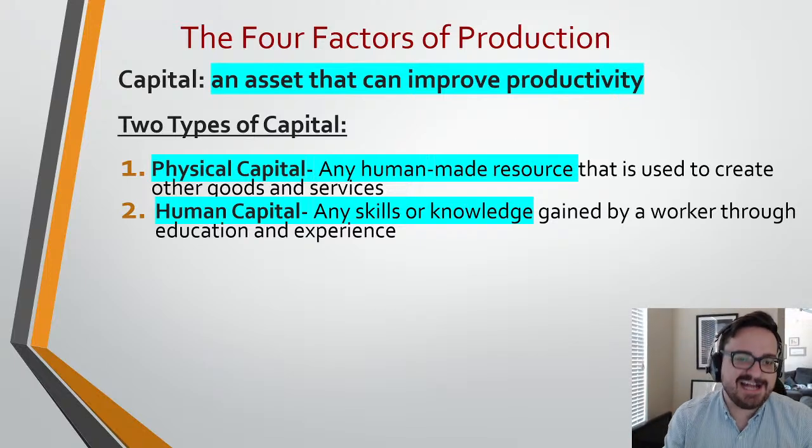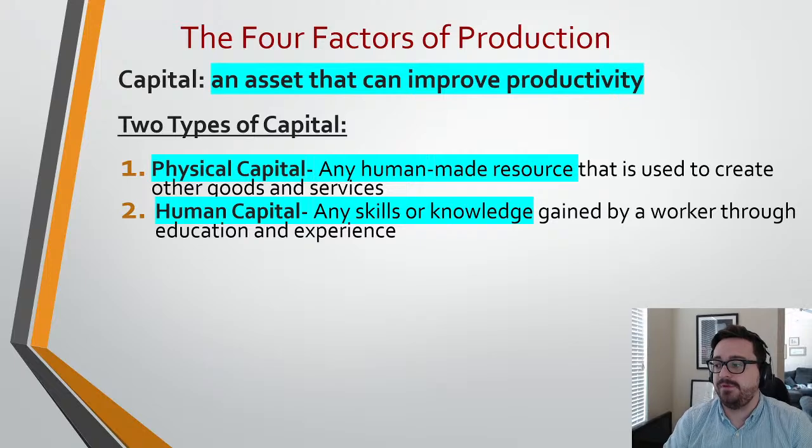Capital is any asset that you can use to improve your productivity. It's something that helps you produce more stuff. In general, that will lead to things like tools and technology, but also workers' knowledge and skills. Because assets are things that can be changed. They can be improved upon. So there are two categories, two types of capital you've got to know.